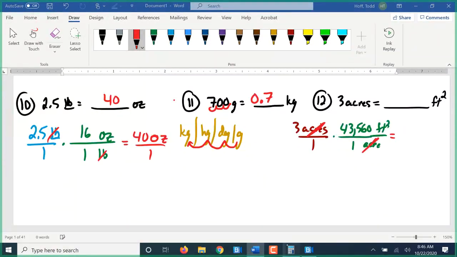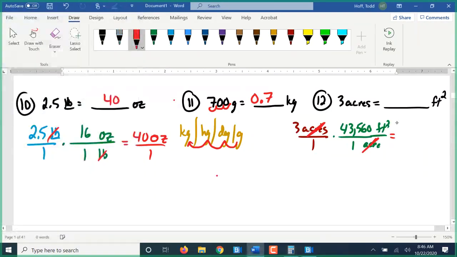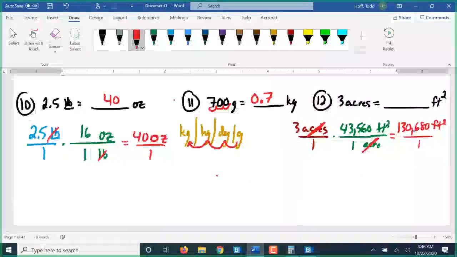We have 3 times 43,560 square feet is 130,680 square feet. On bottom, 1 times 1 is 1. So that is just 130,680 square feet of land.